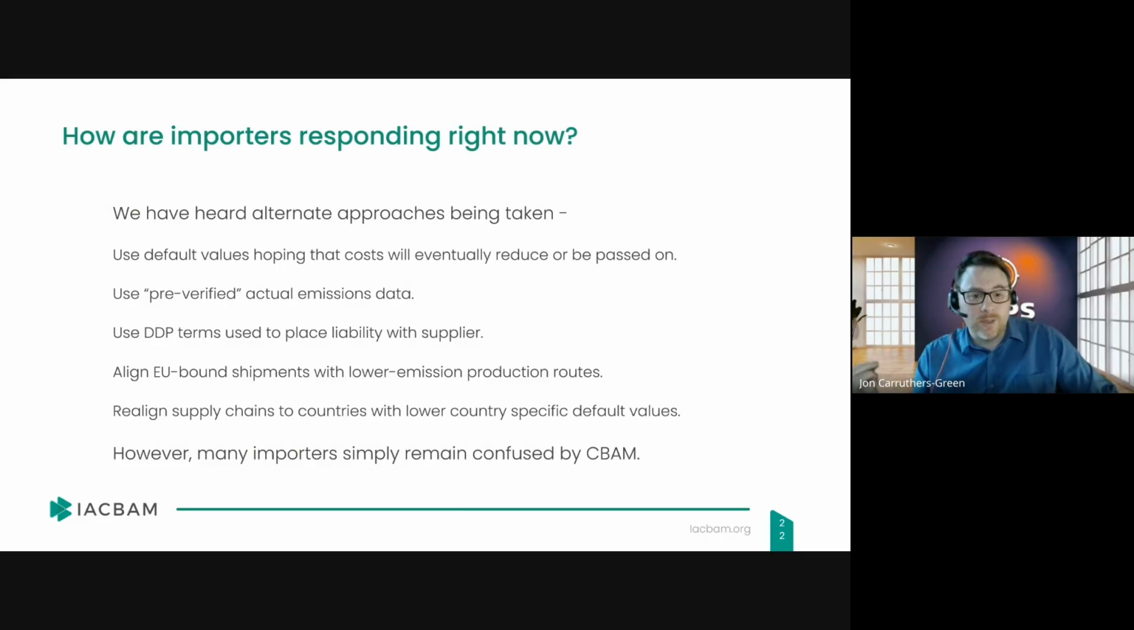The other point I'd just like to make is that a lot of importers, a lot of companies still seem very confused by CBAM. And I think that's quite understandable. And it's also another reason why we want to get involved with the IACBAM scheme, just to share the knowledge that we have.